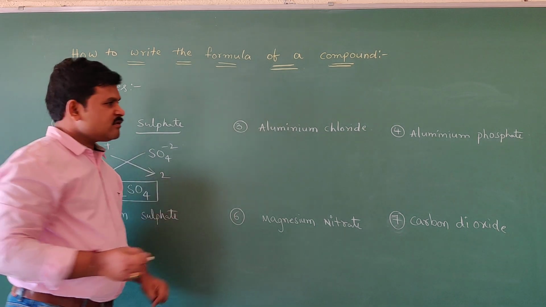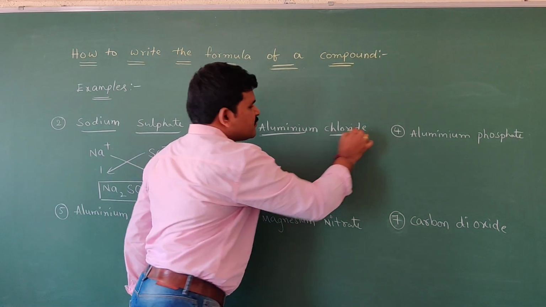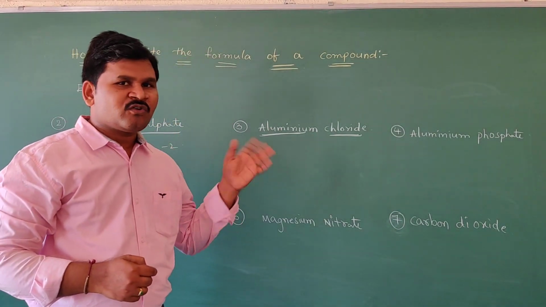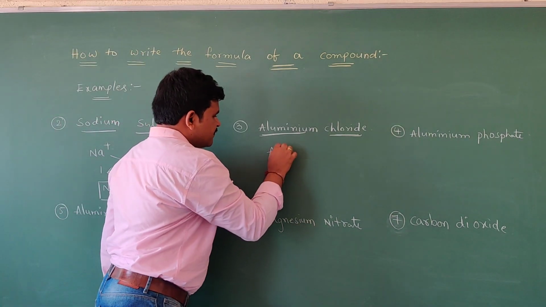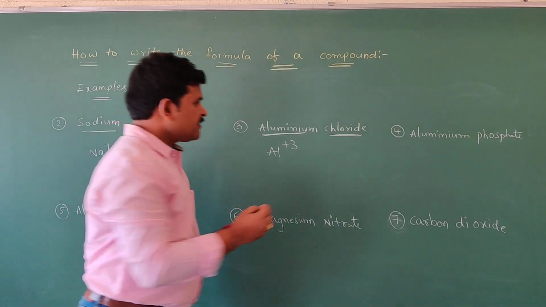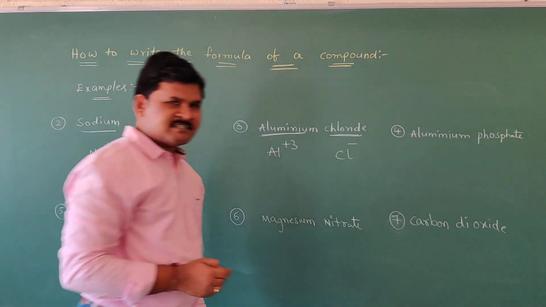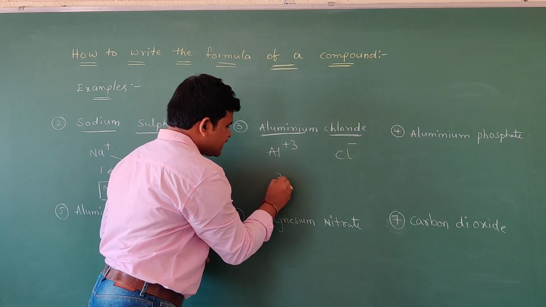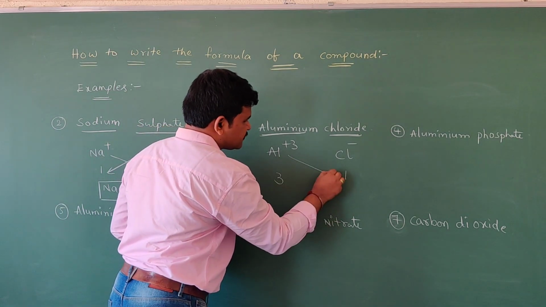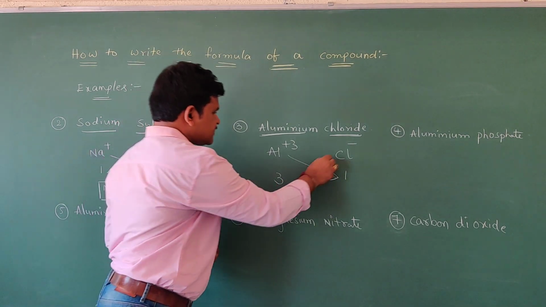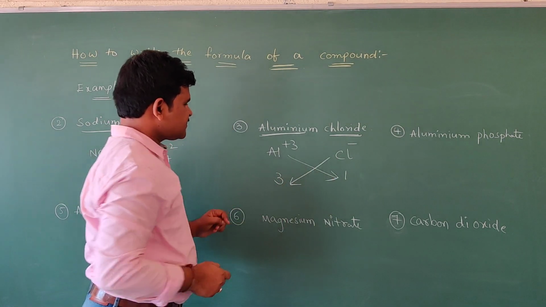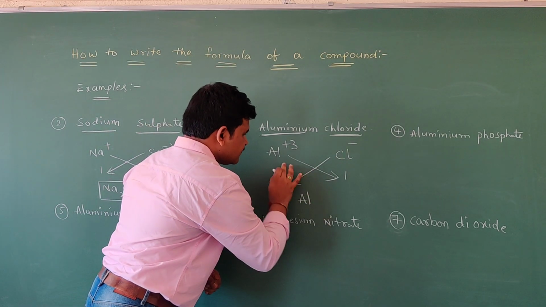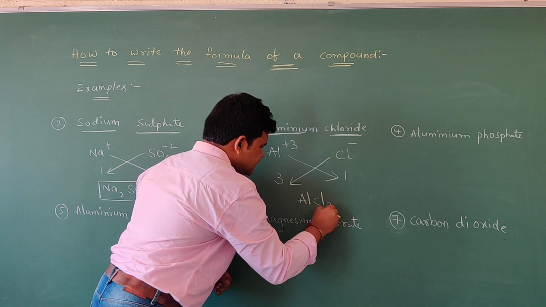Next, another example, aluminum chloride. In aluminum chloride, what radicals are present? Aluminum and chloride ions. Aluminum ion formula Al+3, chloride ion formula Cl-. This is the second step, already written. Aluminum charge 3, chloride charge 1. So here there are no cancellations. Just apply the criss-cross method between Al+3 and Cl-. You will get Al1, no need to write 1, so AlCl3.